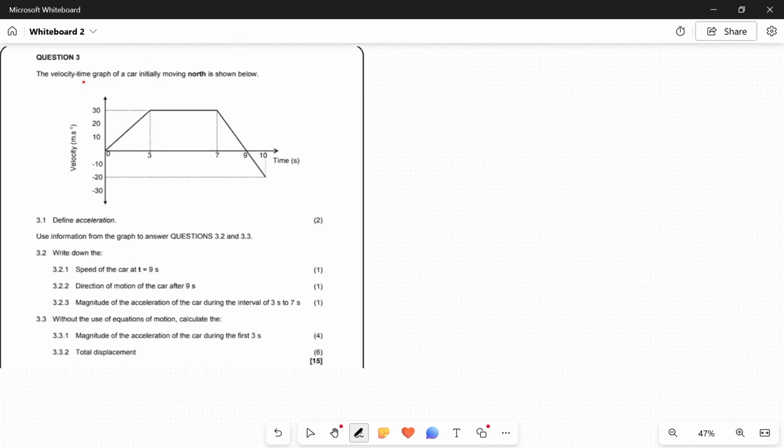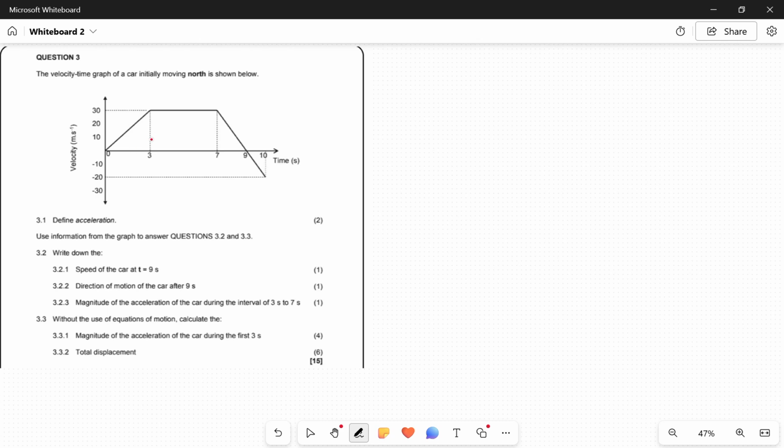On this one, guys, we are looking at motion in one dimension but in terms of graphs. Here they say the velocity-time graph of a car initially moving north is shown below. So this is our velocity versus time graph.